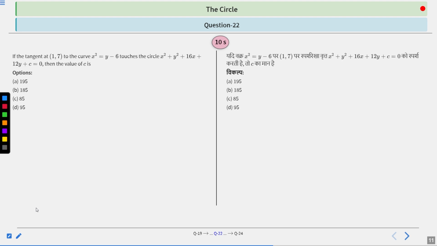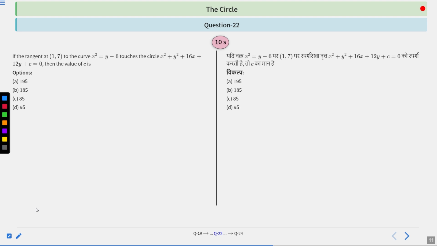So the hint of this question is, we have the curve x² = y − 6. We basically have to draw the tangent at point (1, 7). Clear? So we can easily write the equation of tangent at (1, 7). And the tangent of the given parabola will touch the given circle x² + y² + 16x + 12y + c = 0. Then we basically have to find the value of c.